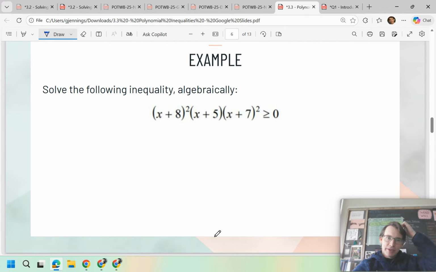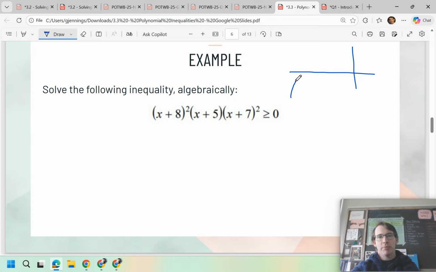Okay, so I know that this thing is a degree 5 polynomial. It's got 1 cut root and 2 bounce roots. So if we prepared a little sketch, and my leading coefficient is positive, I know that this thing is Q3 to Q1 behavior.